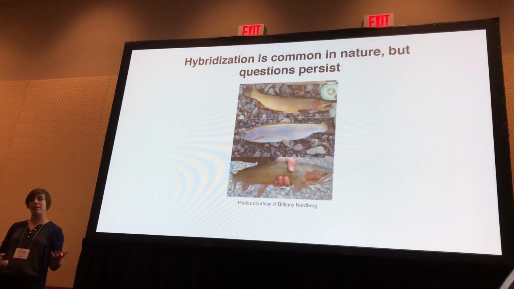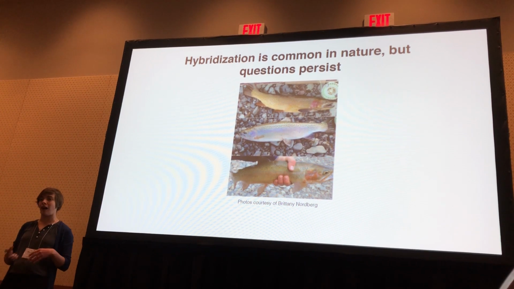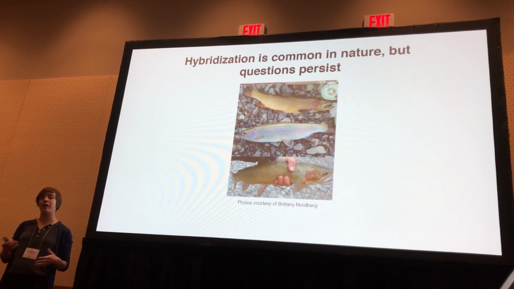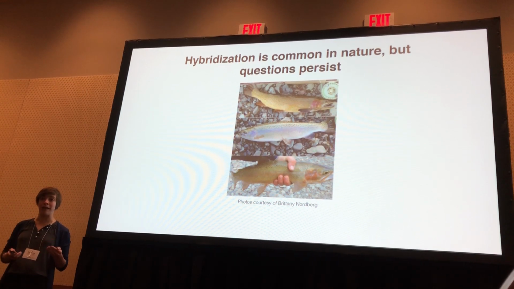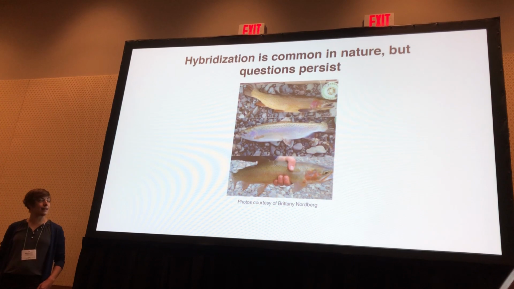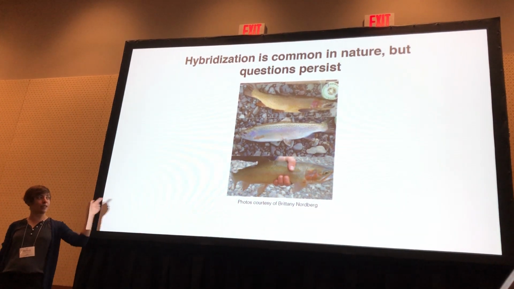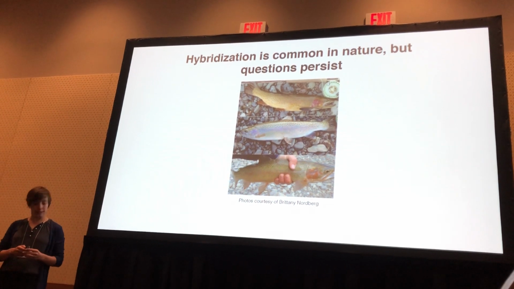So, as some other speakers in this session have touched on, hybridization is common in nature, but we're still very much figuring out the details and mechanisms that underlie a lot of patterns that we see out in the world. The example I'll be talking about today is hybridization between native Yellowstone cutthroat trout and introduced rainbow trout.